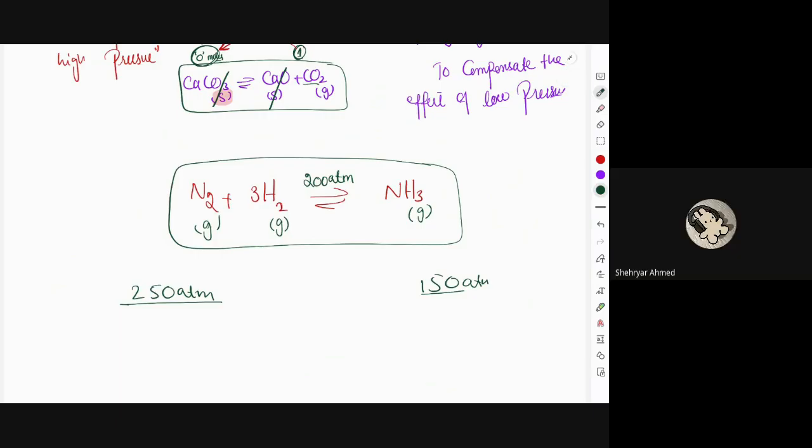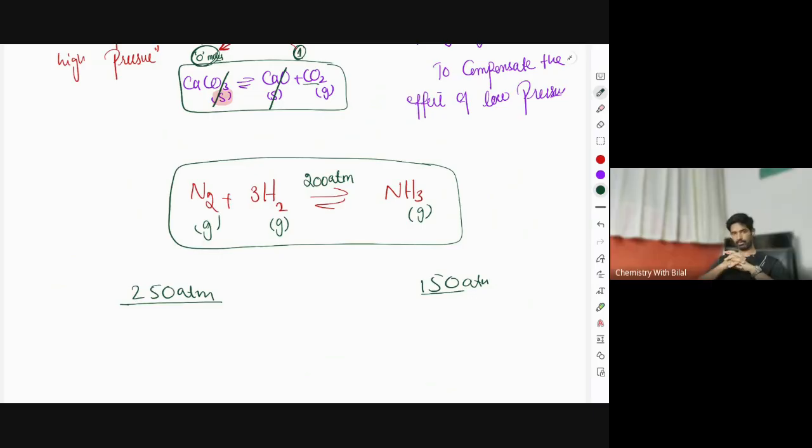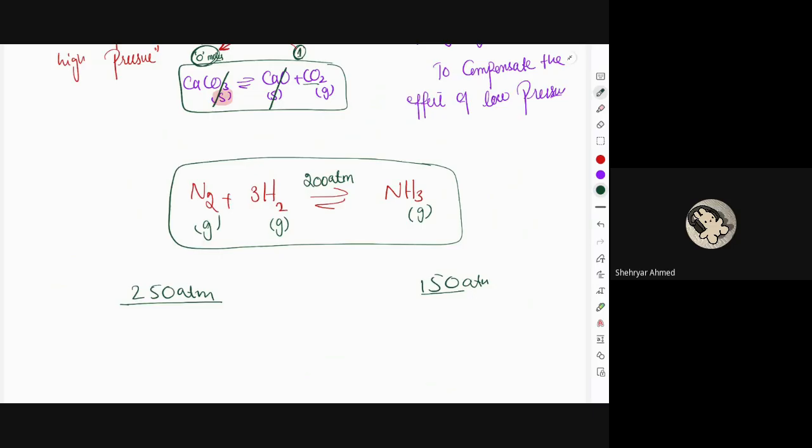Yes sir, please repeat, my phone was on charging. So there is an example, and I wrote the pressure at which the system achieves equilibrium. You need to predict the change in the position of equilibrium when you increase the pressure from 200 to 250, or when you decrease the pressure from 200 to 150. 30 seconds.